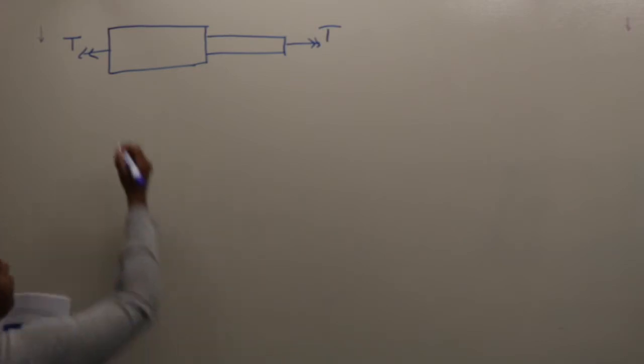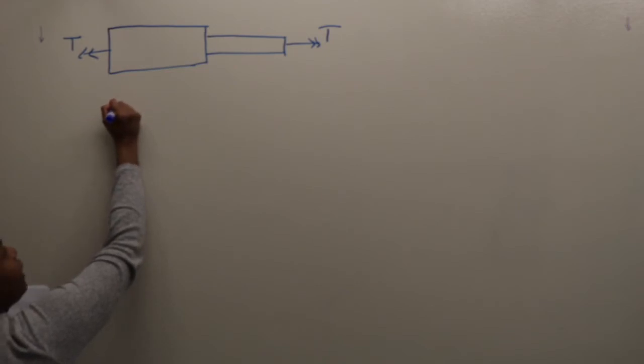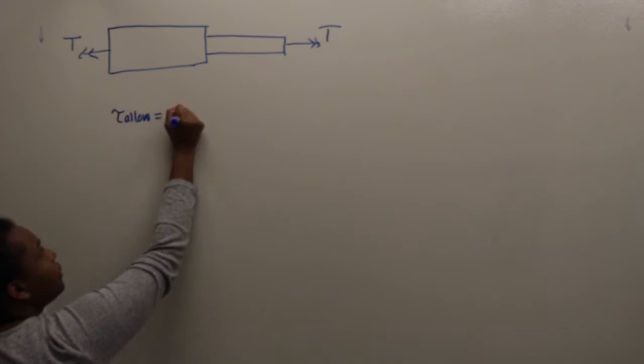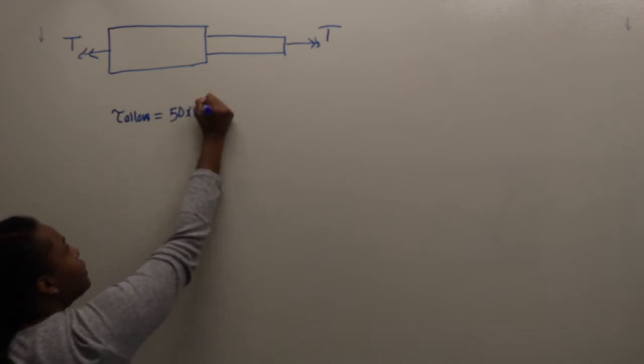So for question 1, we're asked, given this information, what is the allowable torque if the shear stress should not exceed 50 megapascals and the angle of twist between the ends of the bar is not to exceed 1.4 degrees? So first we need to define what 50 megapascals is. So that means the allowable shear stress equals 50 times 10 to the 6 pascals.